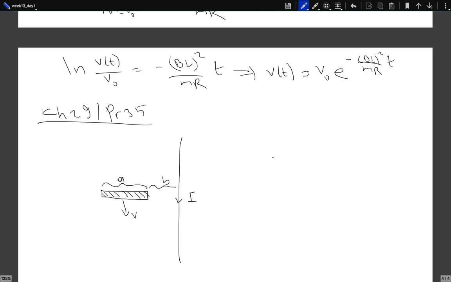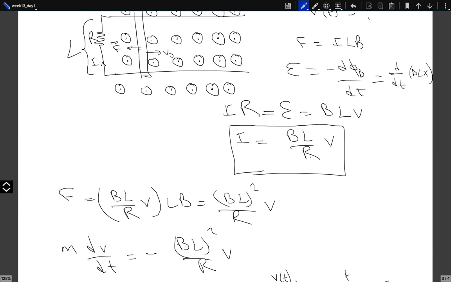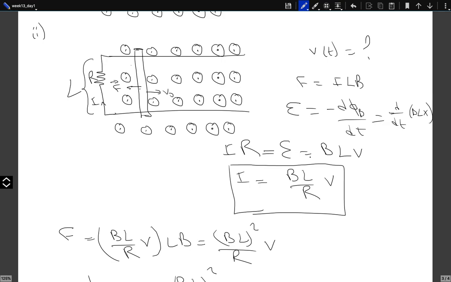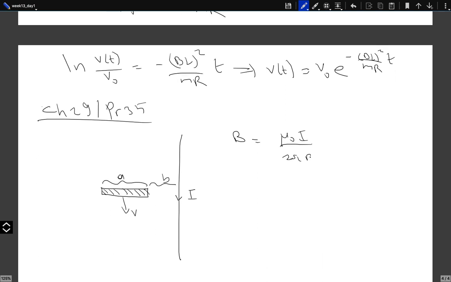First of all, what is B created by a current carrying uniform wire? Mu 0 I over 2 pi r. You see, in the previous problem, the EMF was B times L times v. We could use this relation because B was uniform throughout my rod. But in this problem, B is not uniform. So B at this point is different than B at that point.